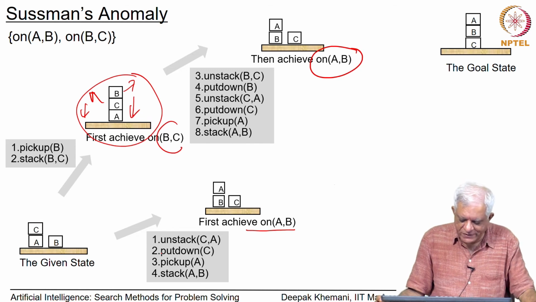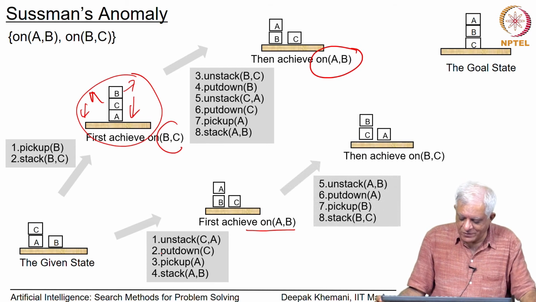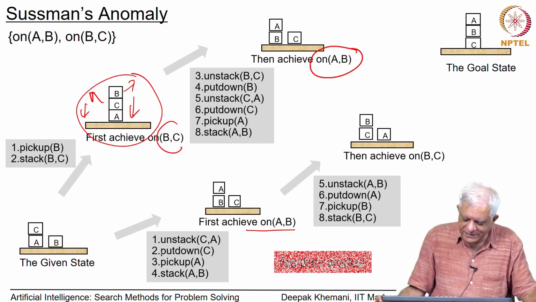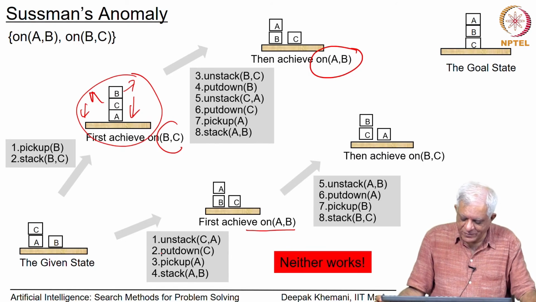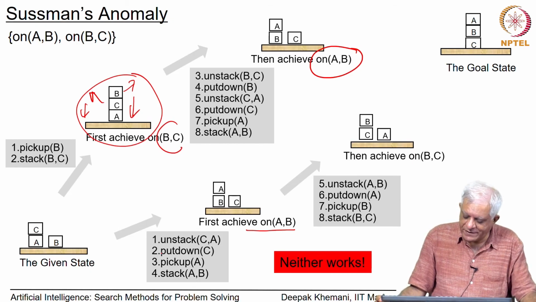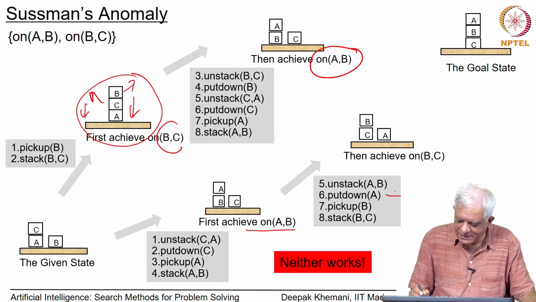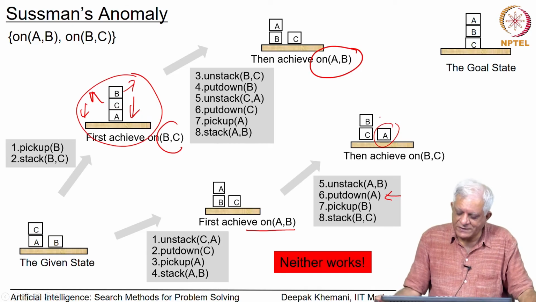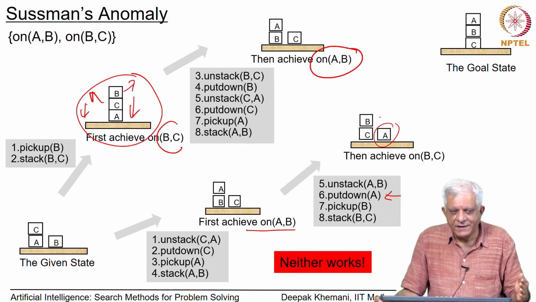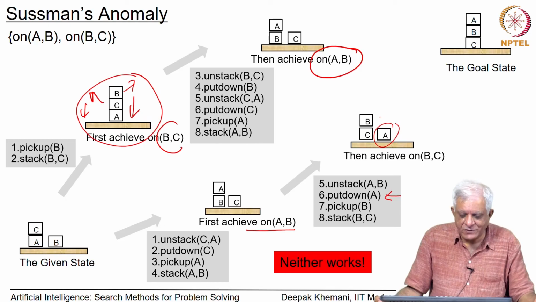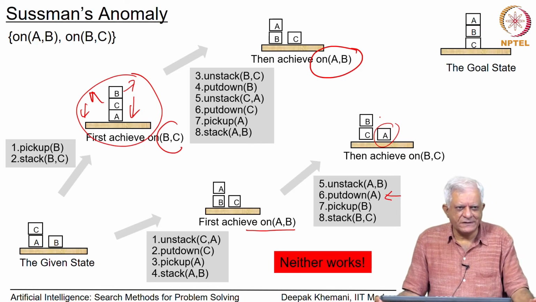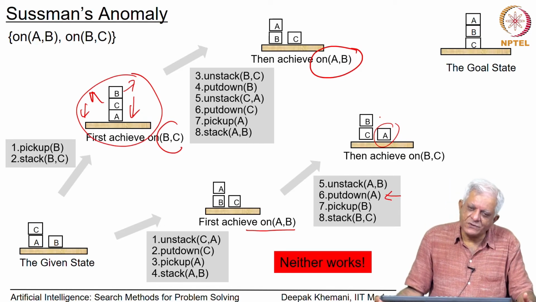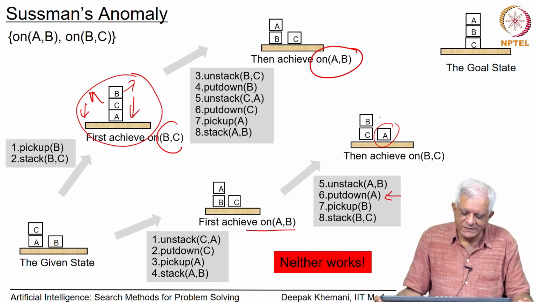Then you go to the second goal, which is to achieve on B C. Now, you would unstack A from B, put it down, pick up B and stack it onto C. Remember, we have put down A in this step here, and therefore, A is on the table and the goal has not been achieved. So, you can see that in this problem neither order of choosing the sub goal works, and in fact, this shows that these kind of problems are non serializable.